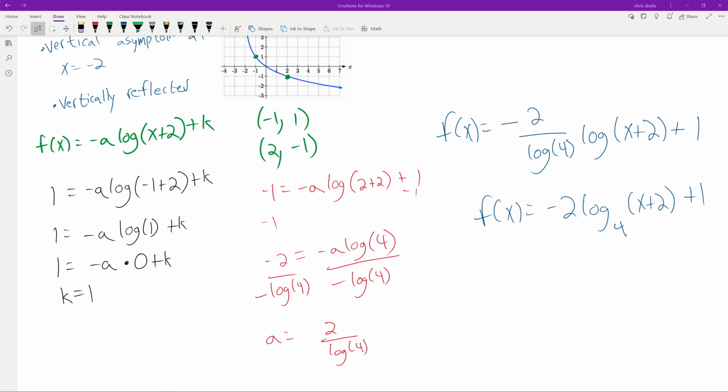And that's it for 4.5. A lot of these are problems that you can graph in Desmos.